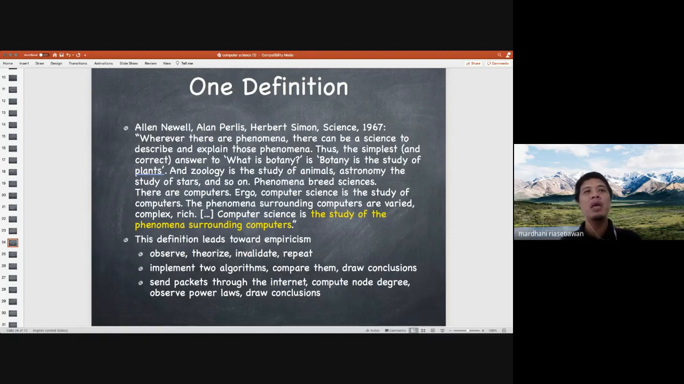And this definition leads toward empiricism, because we need to observe, theorize, validate, and repeat, and then implement two algorithms, compare them, and draw conclusions. Send packets through the internet, compute node degree, observe power laws, and draw conclusions. So that would be a definition leading toward empiricism. Do you have any discussion or ideas after I explain up to this point? Please, if you have any question, you can tell me.